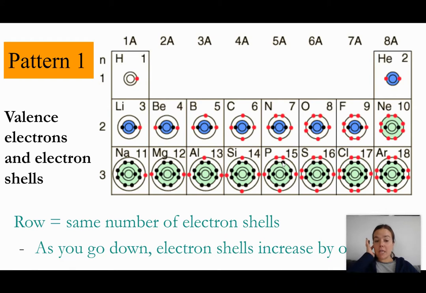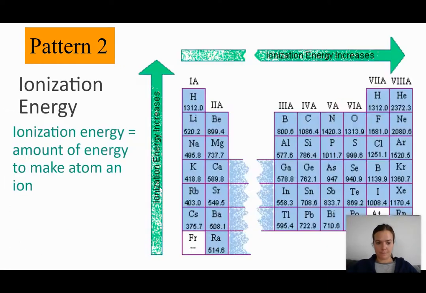For thinking about our shells, remember the row tells us the number of electron shells that an atom has. And what you see there is that as you go down, another shell is added. So the first row, they have 1 shell. The second row, as you go down, they have 2. The third, 3, and so on and so forth.